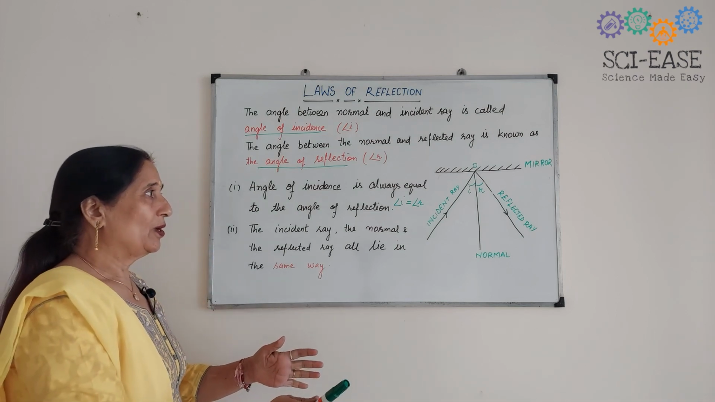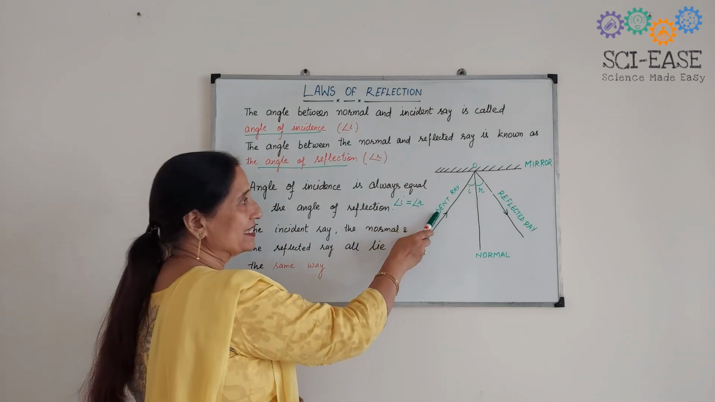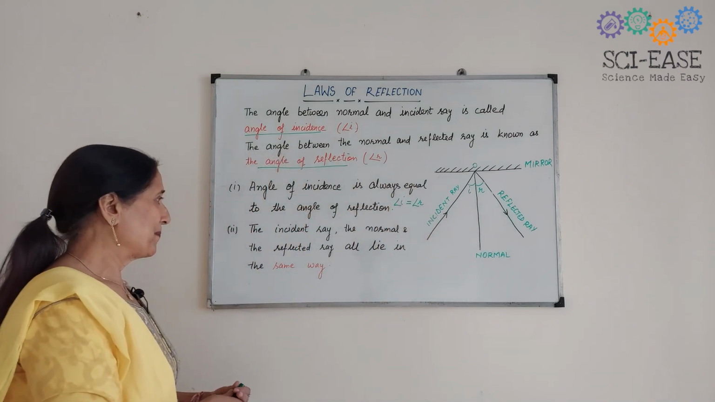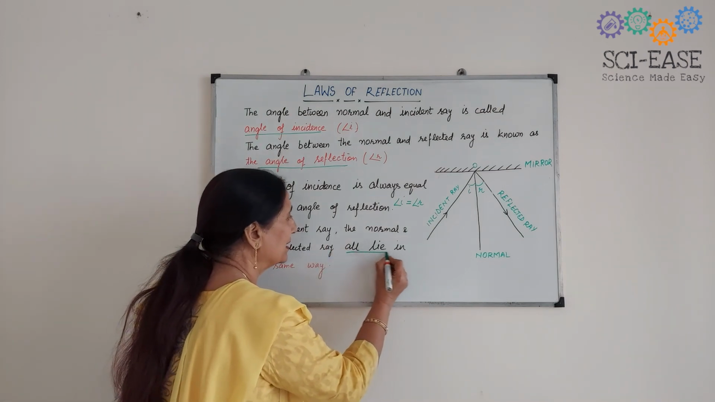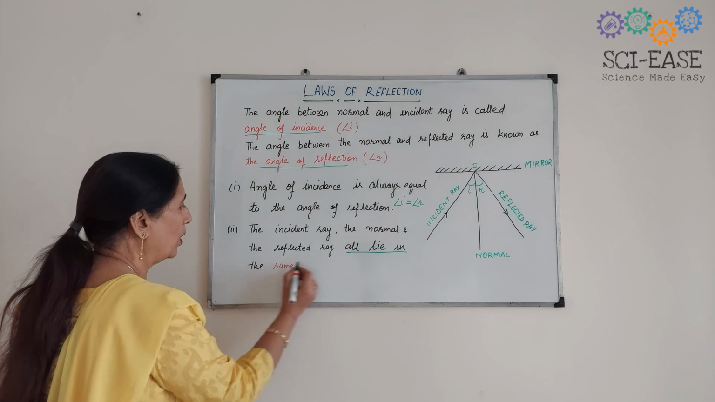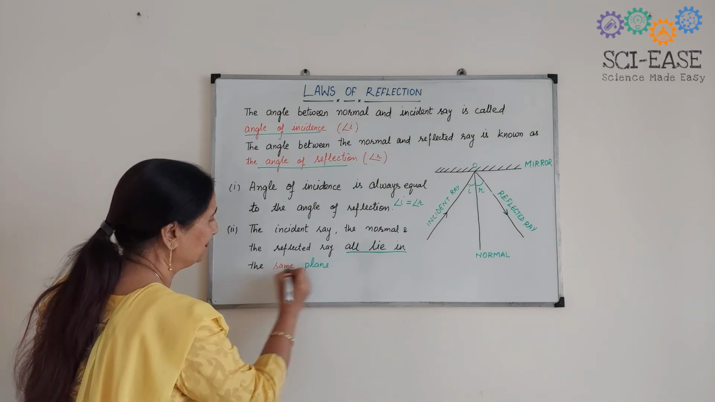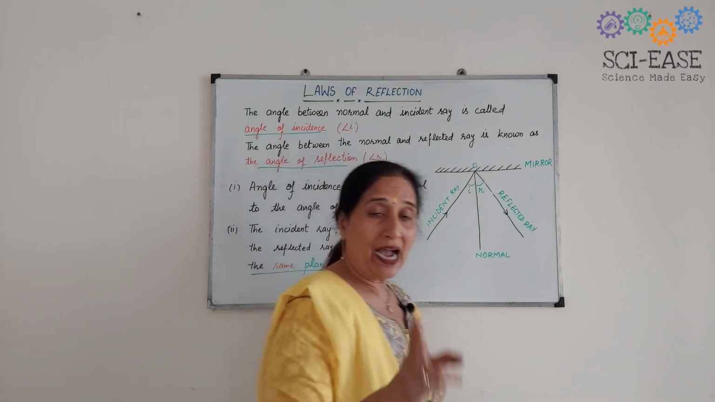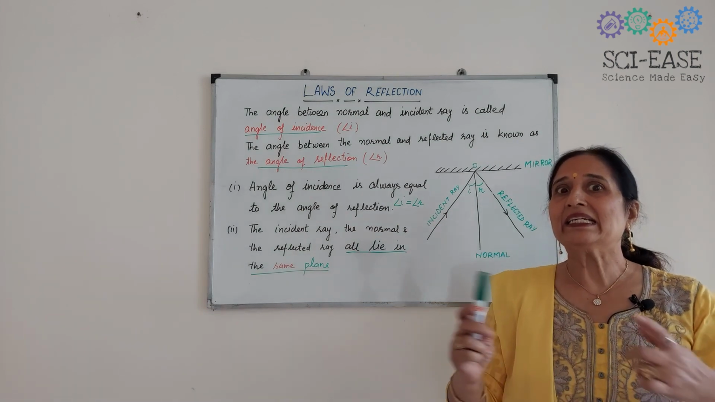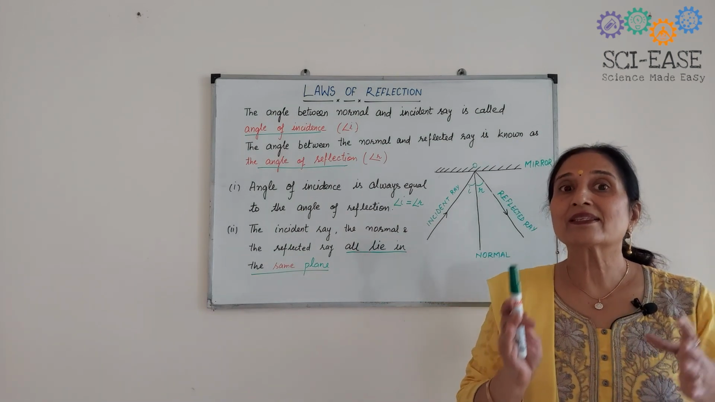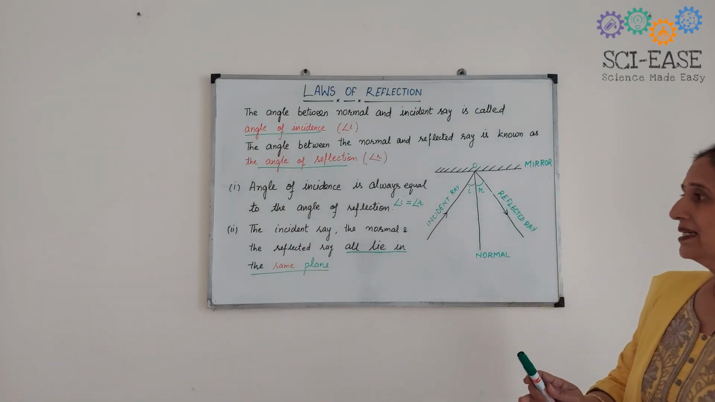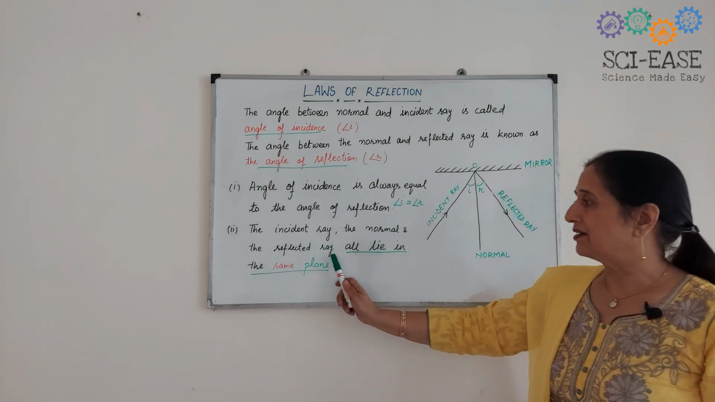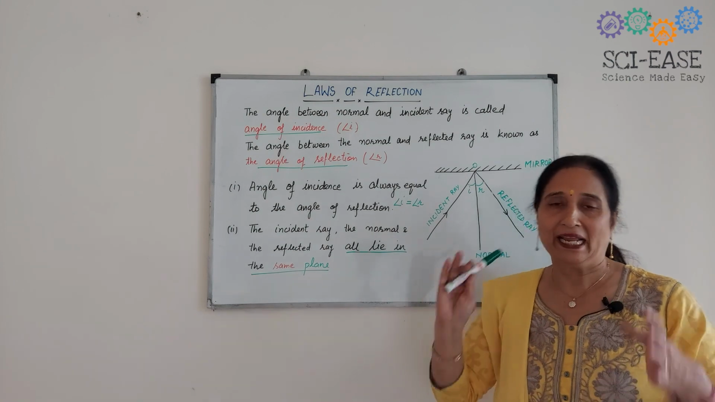And the second law of reflection is that the incident ray, the normal, and the reflected ray all lie in the same plane. Okay, so there are two laws. I will repeat that angle I is equal to angle R. This is the first law. And the second law is the incident ray, the normal, and the reflected ray all lie in the same plane.